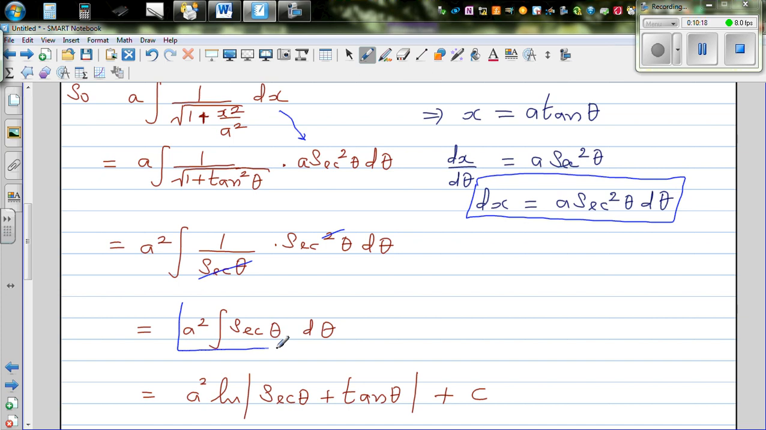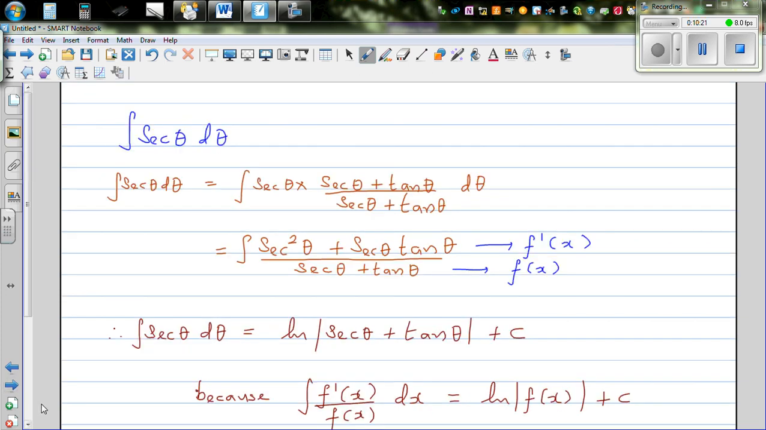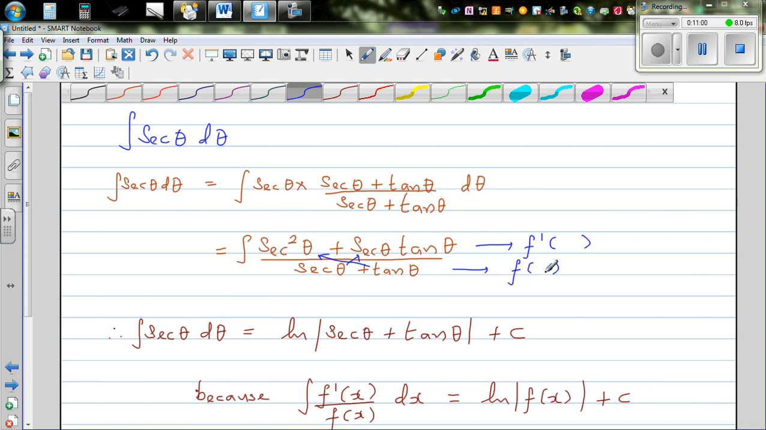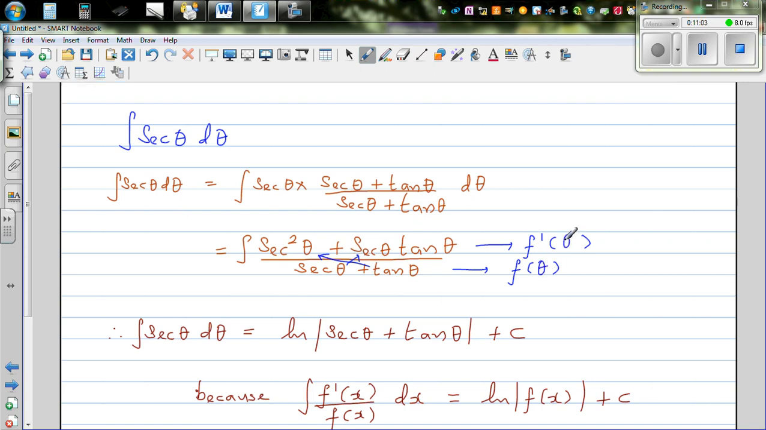Now to explain integration of sec theta, I'll open a new page. This is how you do integration of sec theta. So if you want to do the integration of sec theta, you multiply both the numerator and denominator by sec theta plus tan theta. The reason is, if you look properly, the derivative of sec theta is sec theta times tan theta, and the derivative of tan theta is sec squared theta. So the denominator is f of theta, not f of x, and the numerator is f dash theta.